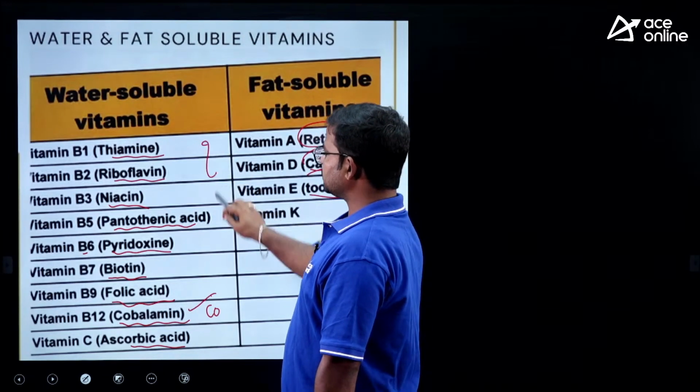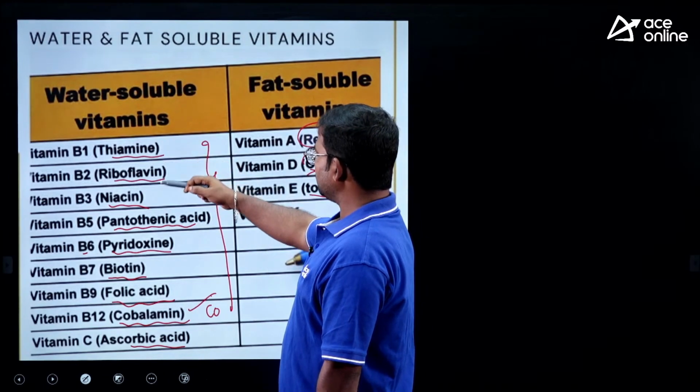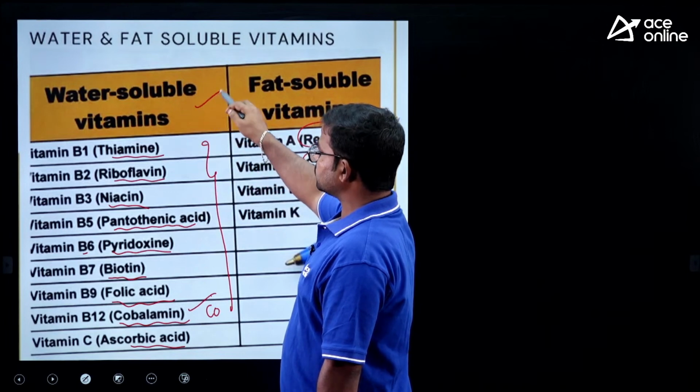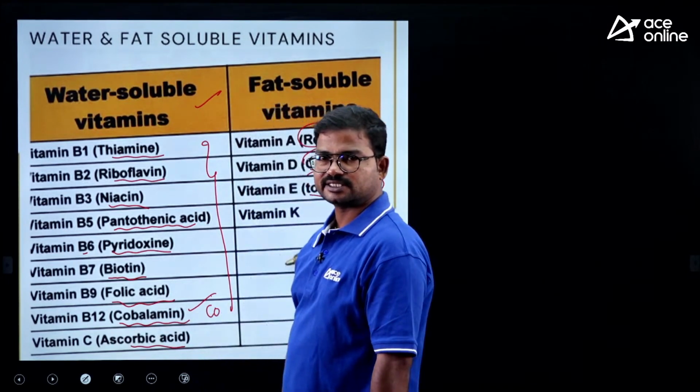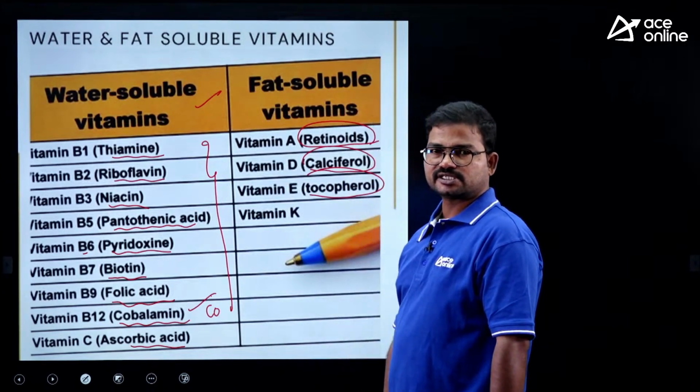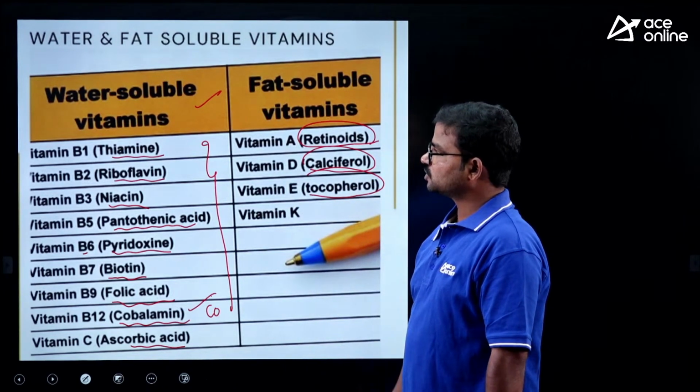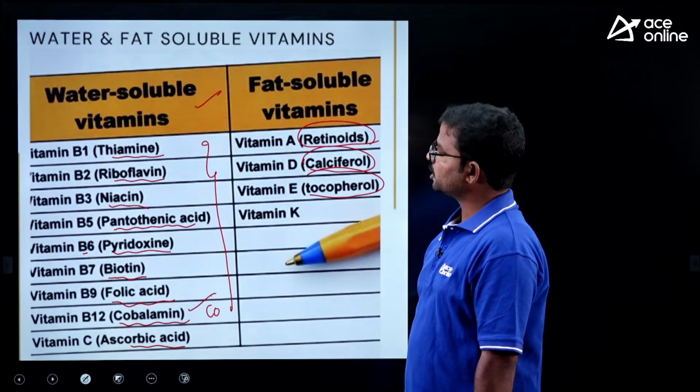Vitamin B-related derivatives are considered water soluble. Along with that, C is also there. Ascorbic acid is also there. So these are the constituents of the water soluble derivatives.